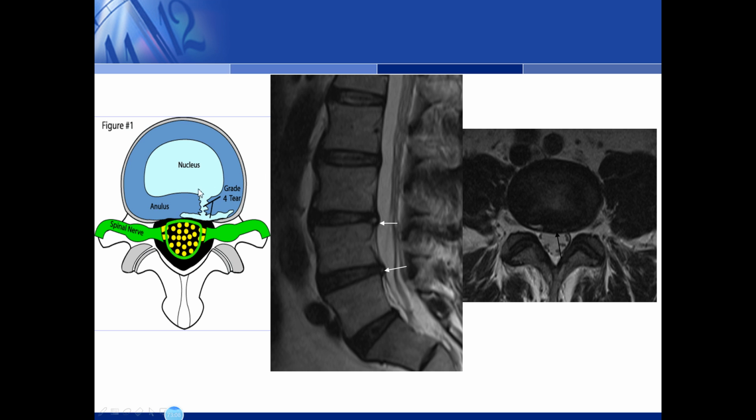And if the nucleus protrudes out of the peripheral nucleus fibrosus and protrudes into the spinal canal, it will press on the spinal nerve. And here is the nucleus protruding in the spinal canal.